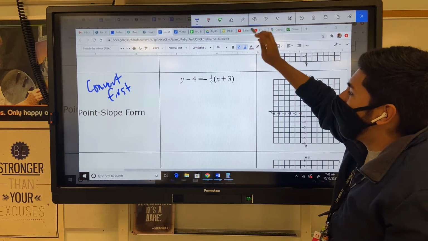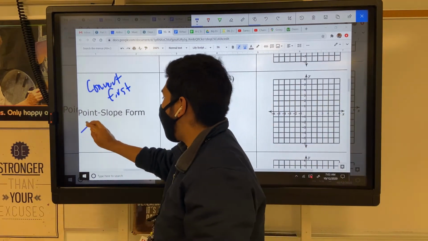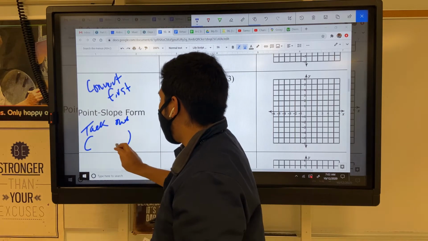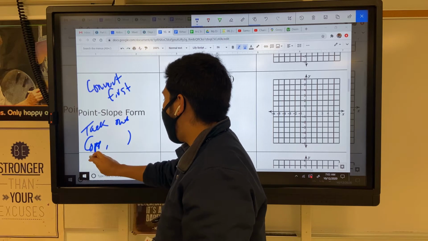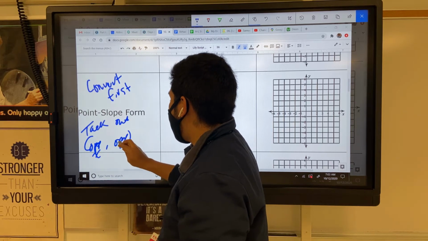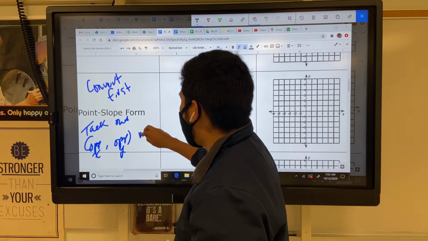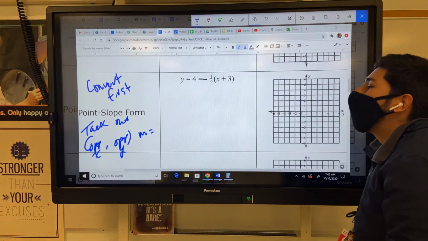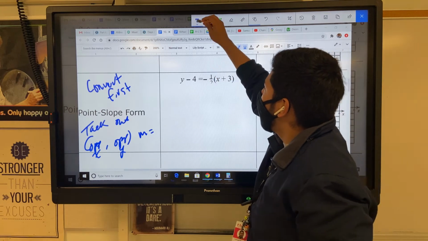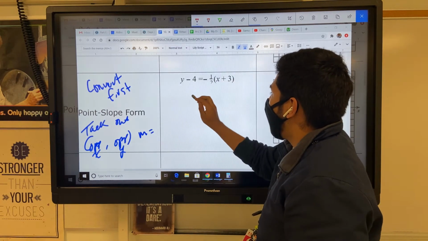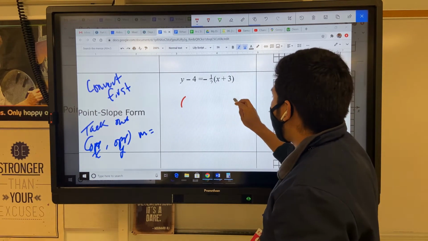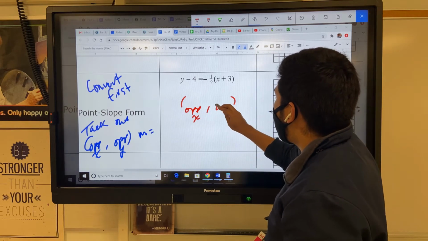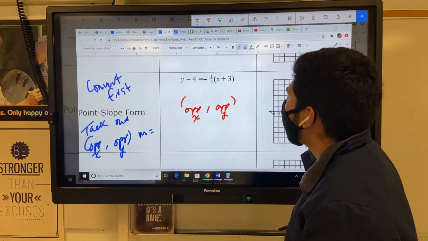So what do we do? We want to take out the point, opposite x, opposite y, and then the slope. All right, let's do it. Let's take out the point first, opposite x, opposite y.